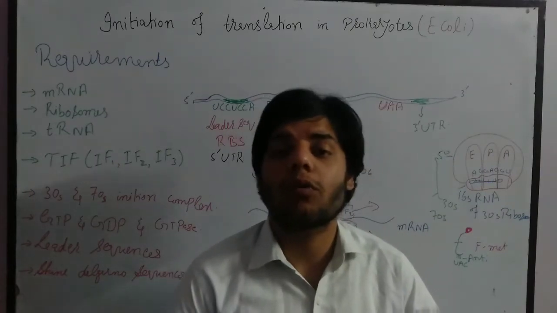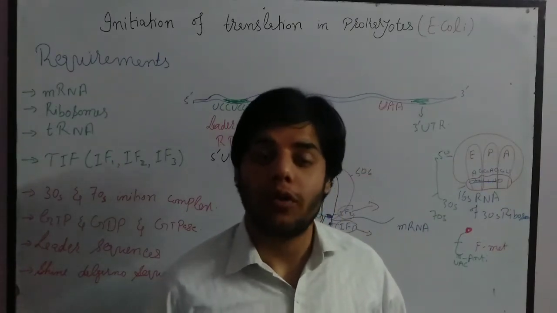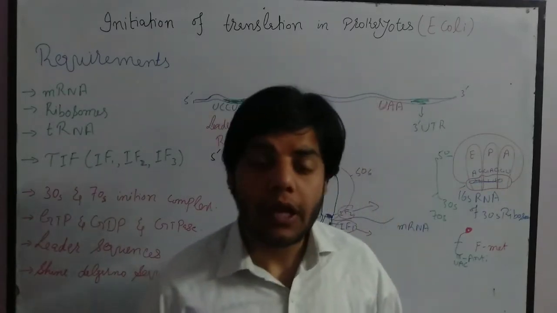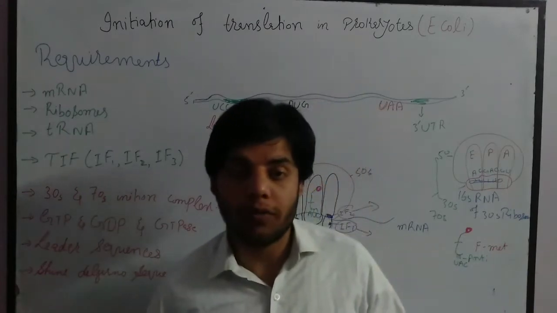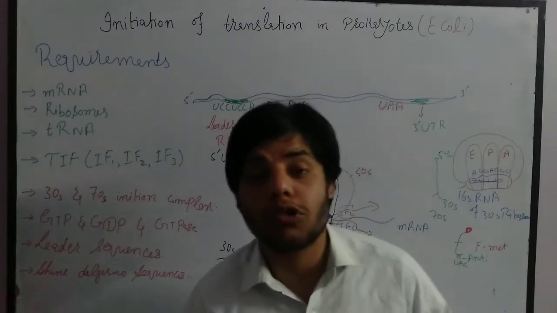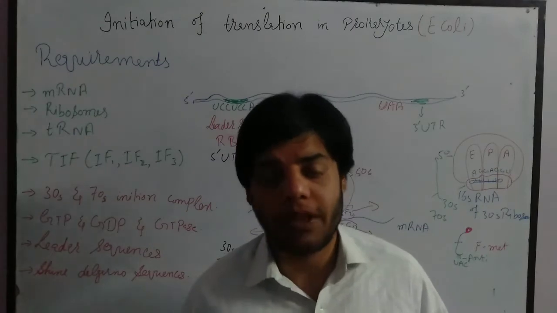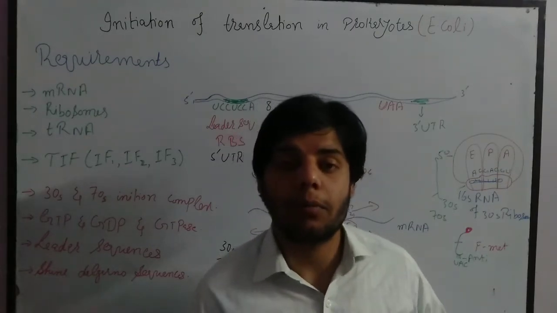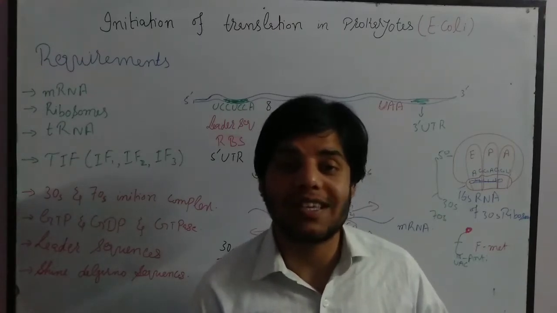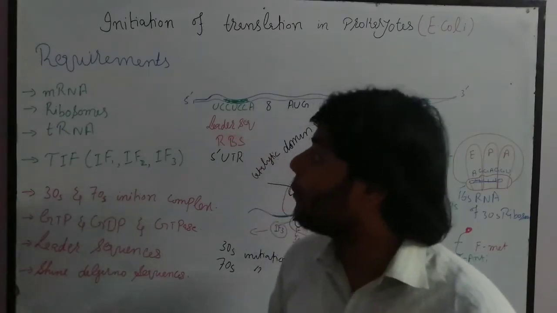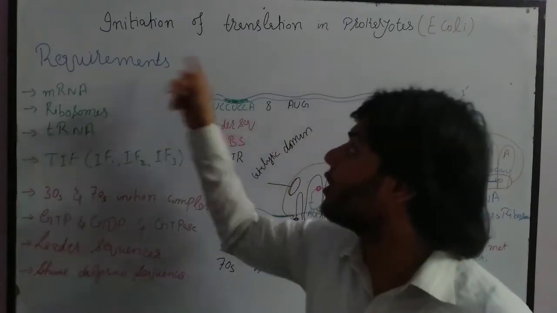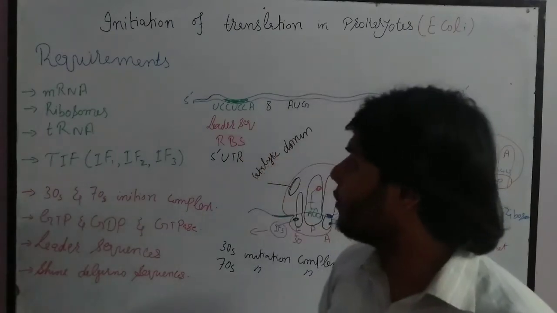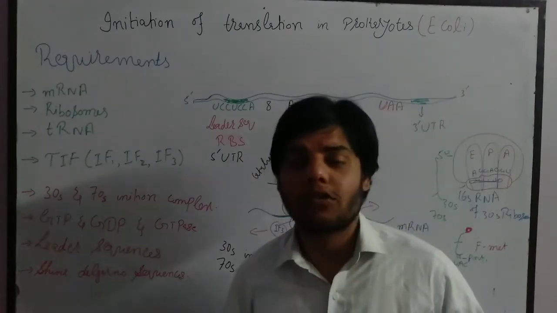Today in this video lecture we are going to talk about another stage of translation, which we call elongation of translation in prokaryotes. In the previous video lectures of this series, if you remember, we talked about the protein synthesis overview, and the requirements which the cell needs for protein synthesis. And after that we talked about the initiation of translation in prokaryotes in detail. If you missed these video lectures, go back to my channel and watch them.